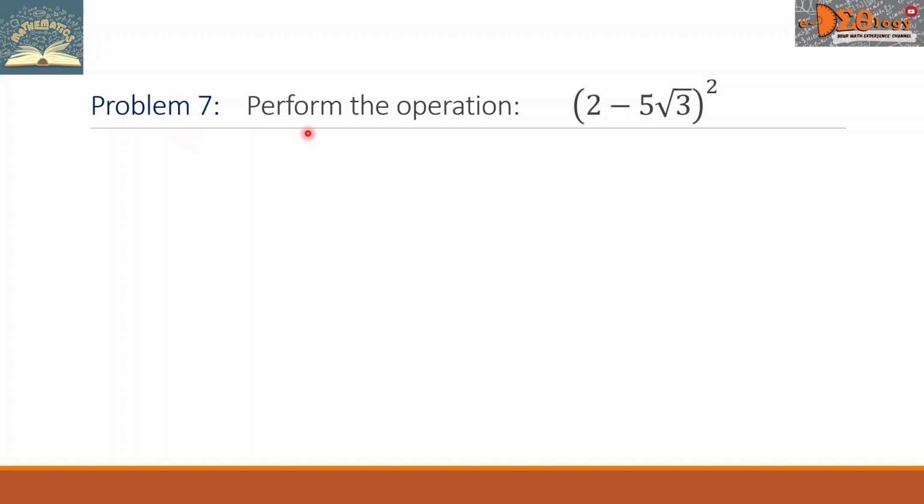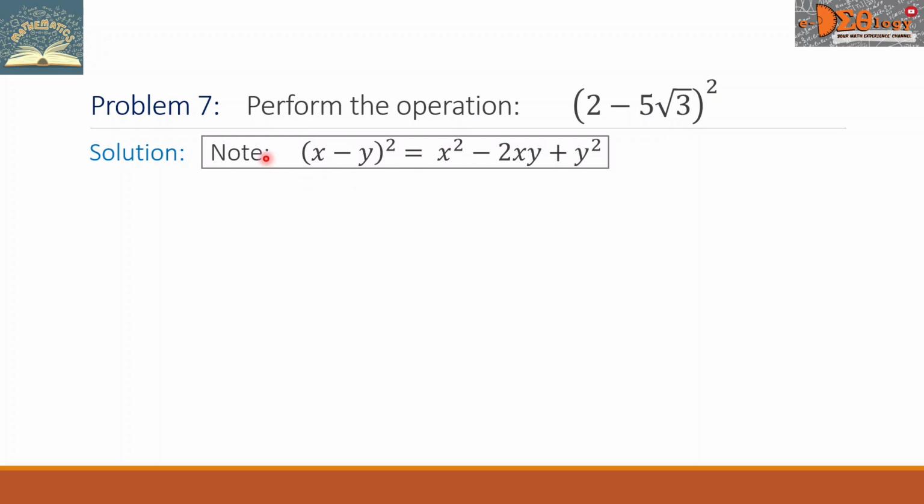Problem 7. Perform the operation. The square of the quantity 2 minus 5 square root of 3. Remember that we have a special product like this. The square of x minus y equals x squared minus 2xy plus y squared. We are going to apply this special product to our problem here.